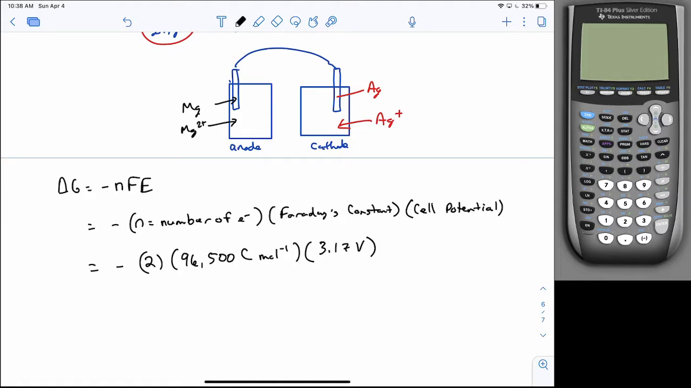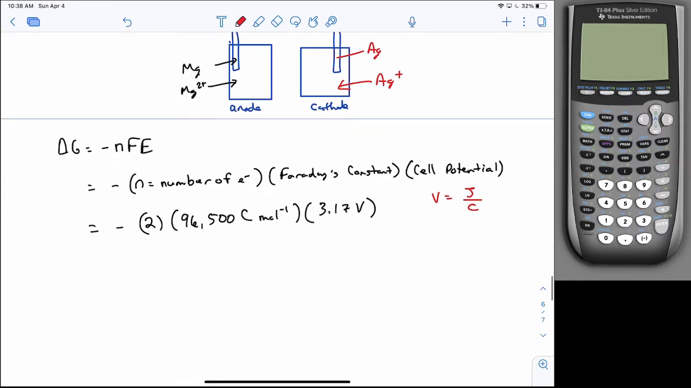Essentially, just FYI, if it helps you, volts is equal to joules per coulomb. So that's why the coulombs cancel out, and you end up with a unit of joules for delta G over here. So let's type that into our calculator right now. Negative 2 times 96,500 times 3.17. Delta G is equal to negative 611,810 joules, which then makes delta G equal to negative 611.81 kilojoules.